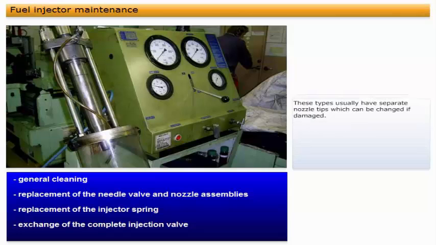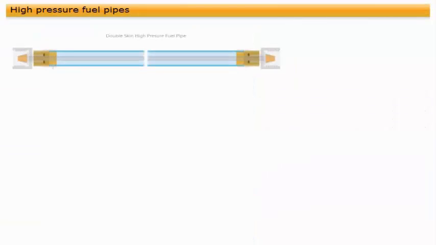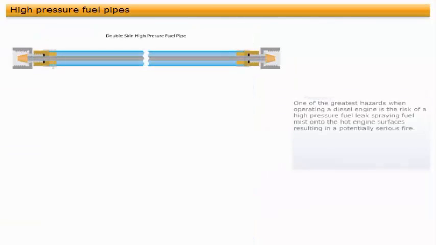Some of the recirculation types have service exchange cartridges, consisting of the needle valve and slide valve and the thrust assembly. These types usually have separate nozzle tips which can be changed if damaged. You should always refer to manufacturer's instructions and only use approved replacement parts and assemblies.